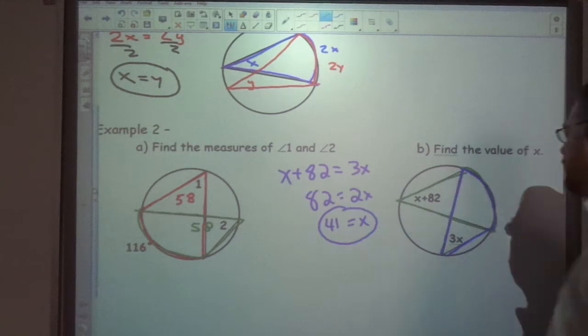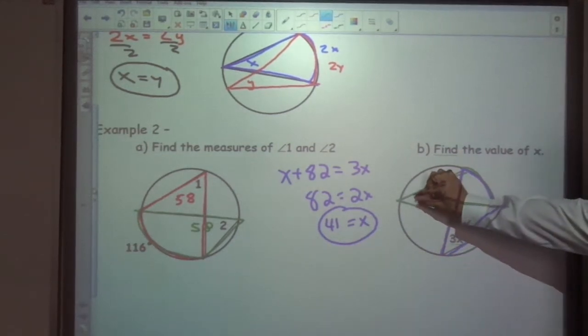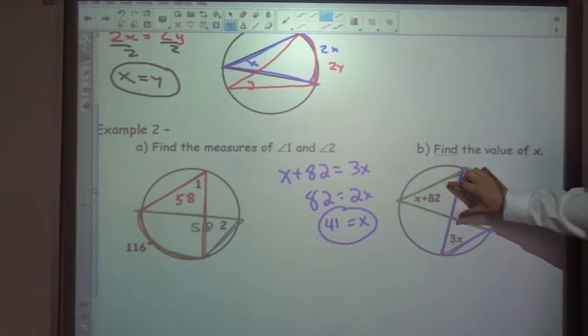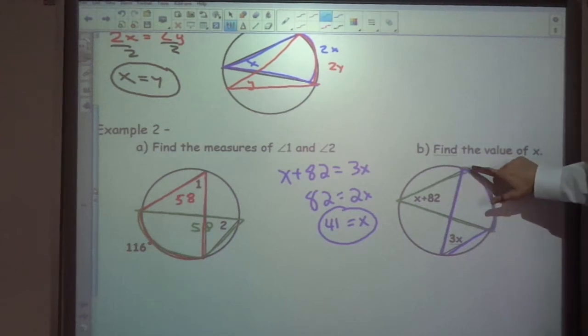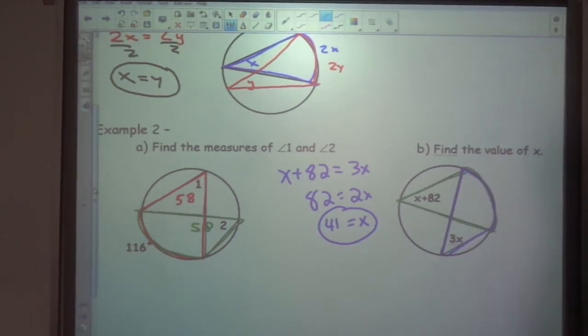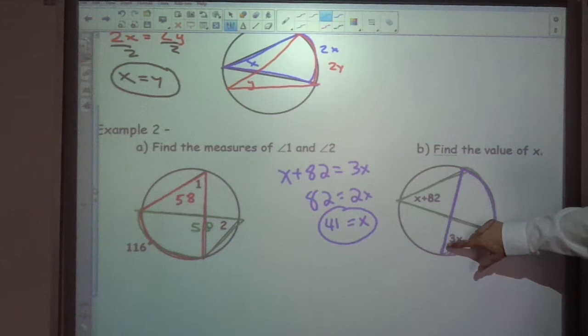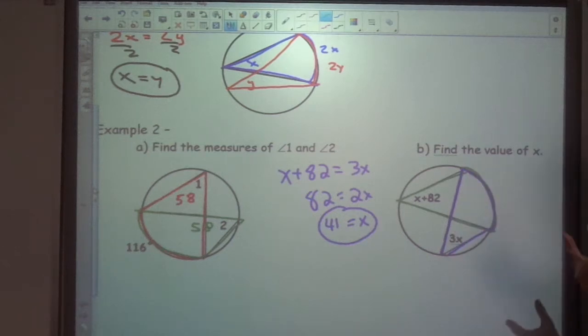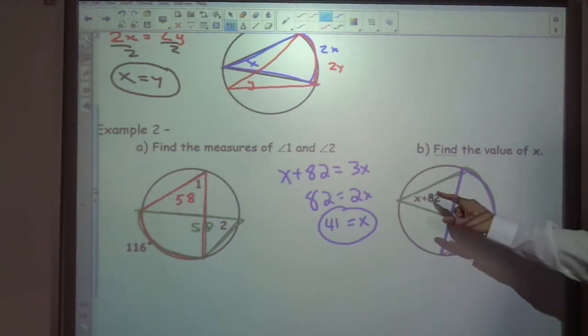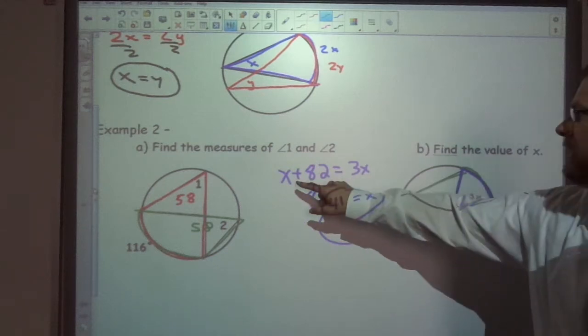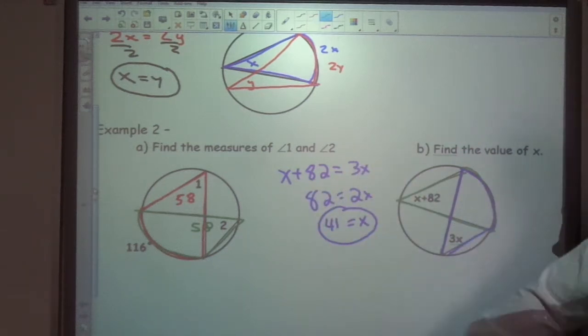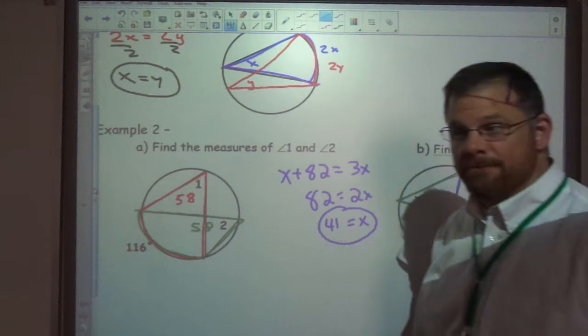In something like this, we know that this is some inscribed angle, x plus 82, and that's equal to, this would be 2 times that amount, and this would also be 2 times this amount, which means these angles have to be equal. So x plus 82 would have to equal 3x, and x would have to equal 41.